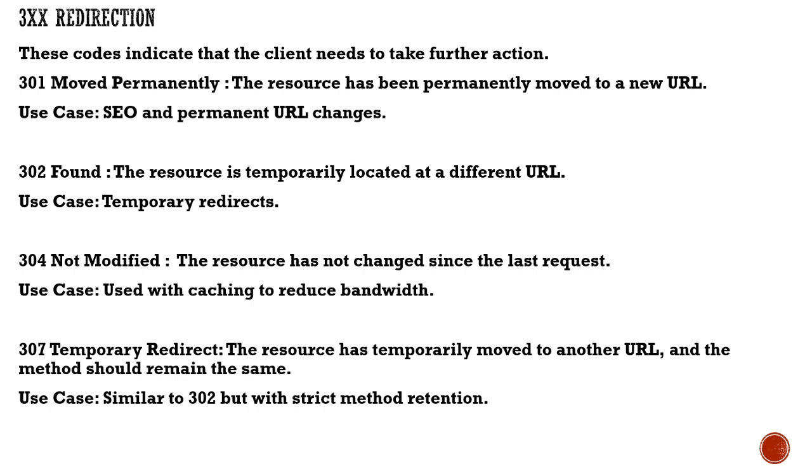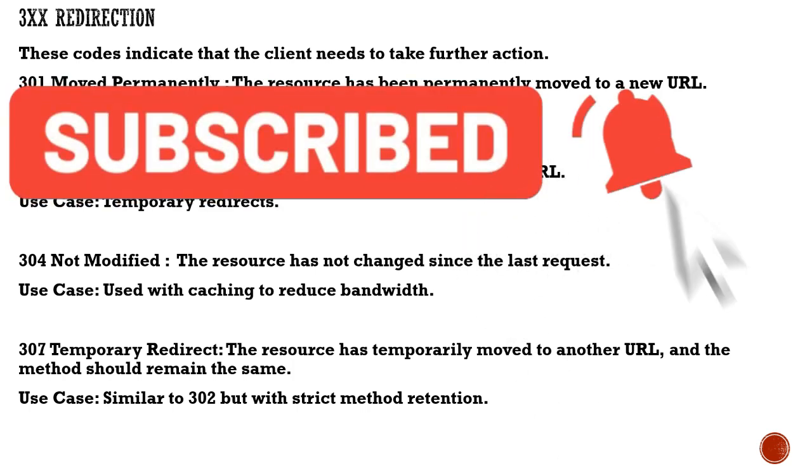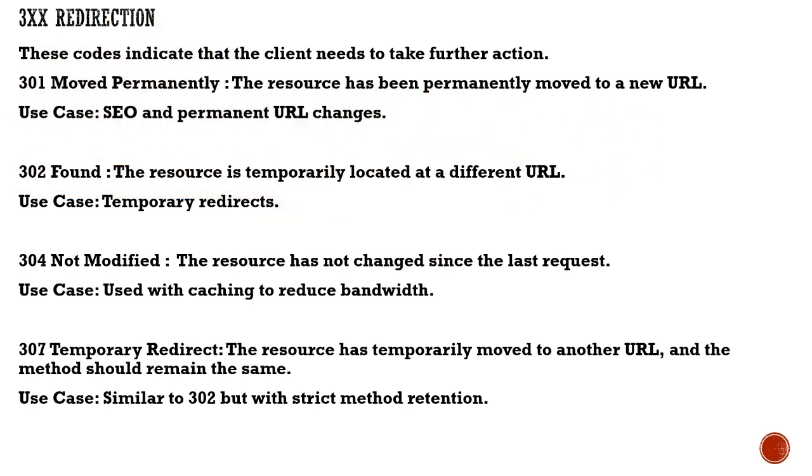301 is Moved Permanently. The resource has been permanently moved to a new URL. You must have seen that when you open a website, you have a link and it says the request is moved, or when you search on Google with an old previous URL, it is automatically redirected. In that case it is permanently moved to a different location, a new URL. Now 302: the resource is temporarily located at a different URL, so it is temporarily redirecting.